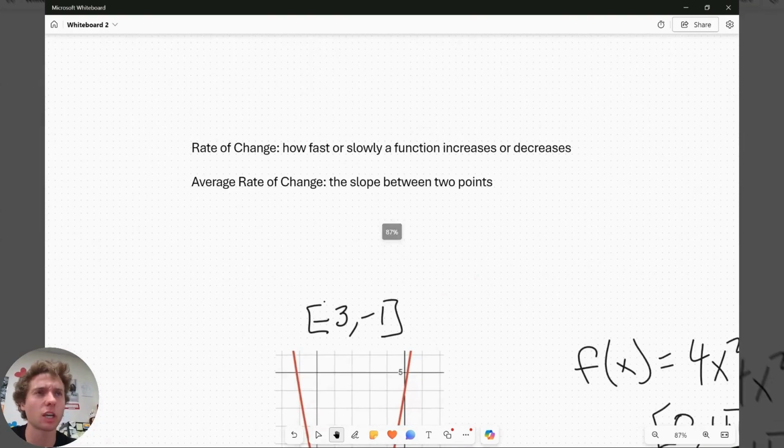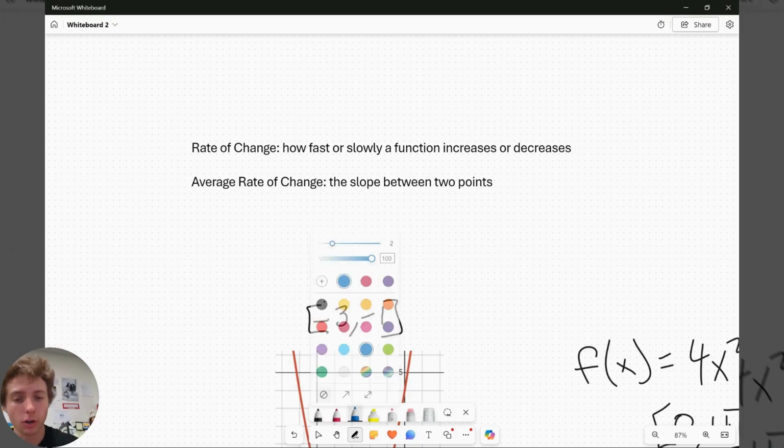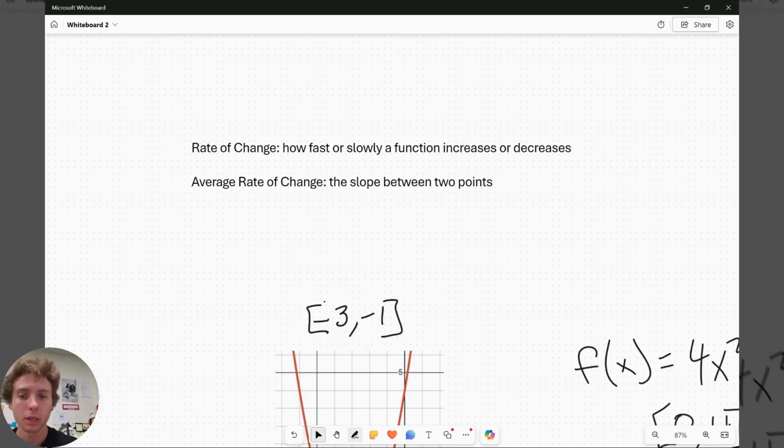When we're looking at rate of change, we're really only talking about quadratics at the point. We'll look at more what a quadratic is in the next video. Today is really just a discussion of average rate of change. So two things we need to know: what is rate of change and what is average rate of change? These are both ideas that we should have heard of by now.